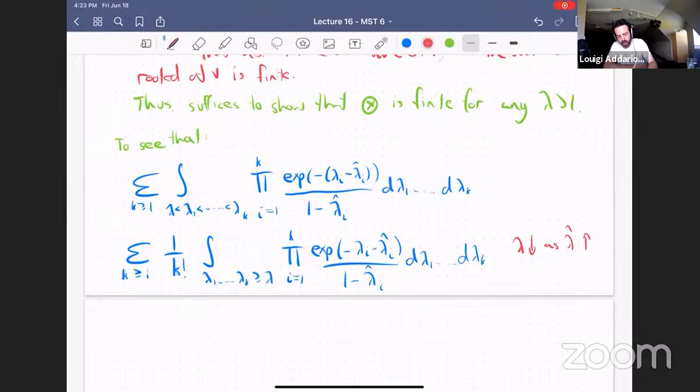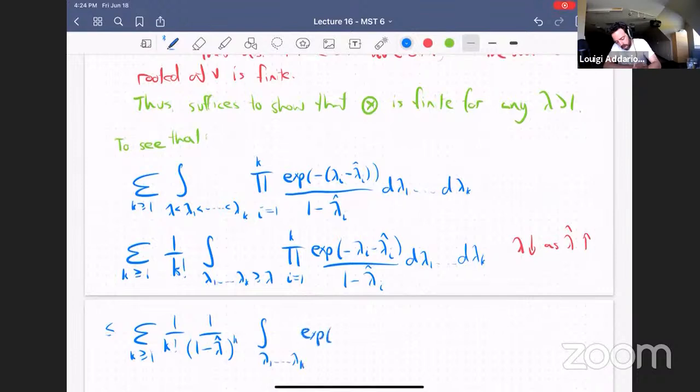Okay, so that means that these denominators, the 1 over lambda hat factors, give you the biggest contribution at lambda. So this is at most the sum over k at least 1 of 1 over k factorial, times 1 over 1 minus lambda hat to the k, times the integral from lambda_1 up to lambda_k of e to the minus lambda_i minus lambda_i hat, d lambda_1 up to d lambda_k, still all at least lambda.